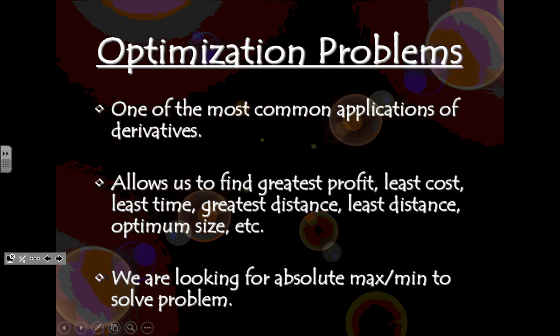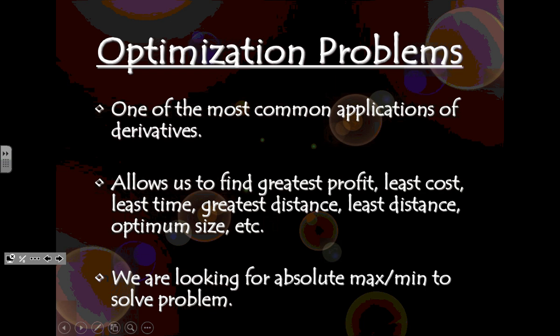Okay, so when we do these problems, if we're looking for the greatest profit, the least cost, the least amount of time, the optimum size, that's all dealing with a maximum or a minimum, right? Anytime it says we want to find the greatest area that we can enclose, well, that's the maximum value, right? If it says we want to know the least cost, that's the minimum value. So it's all application of that extreme value theorem, okay?